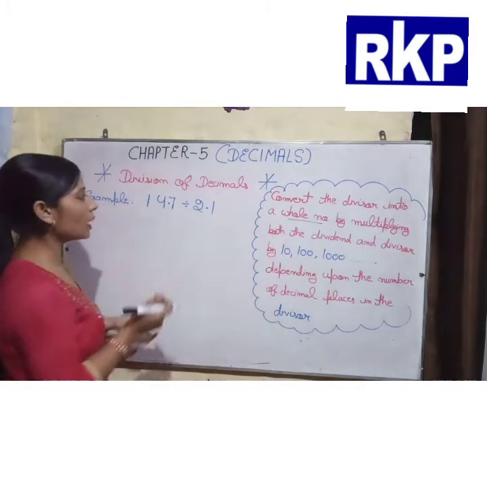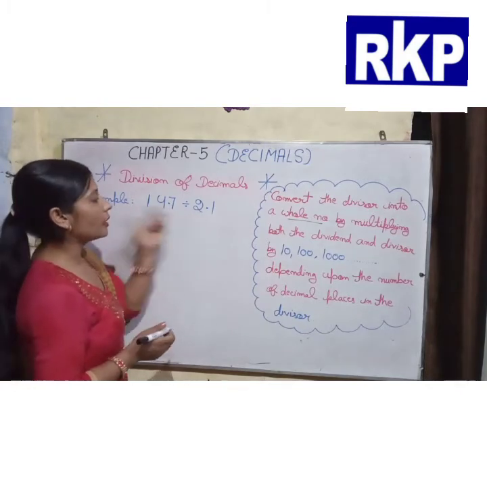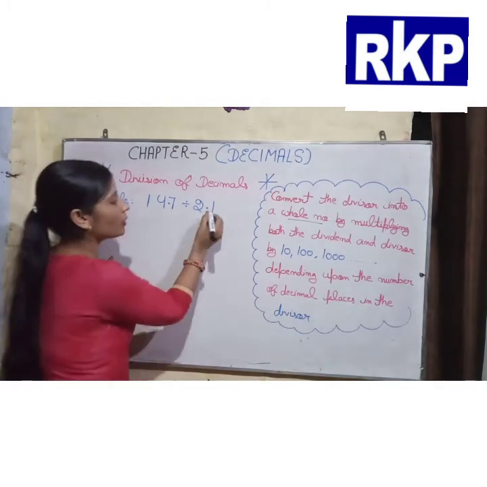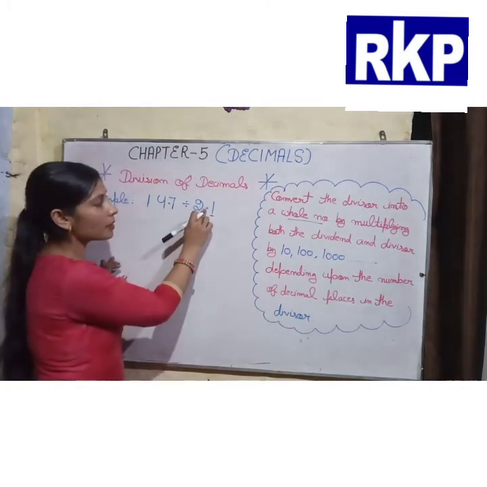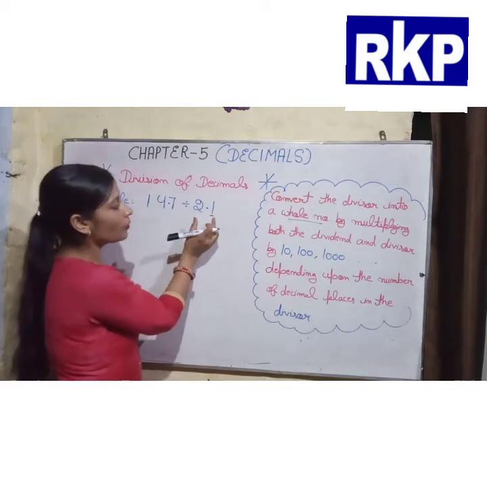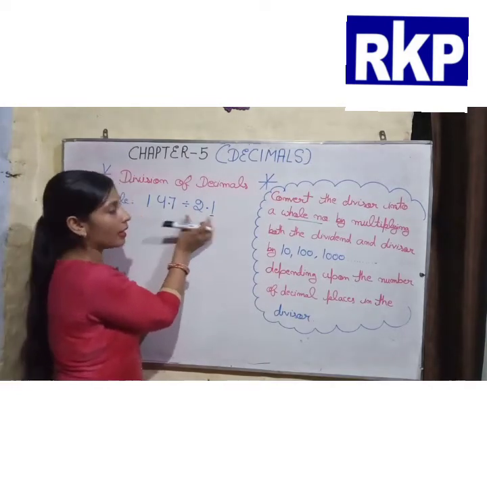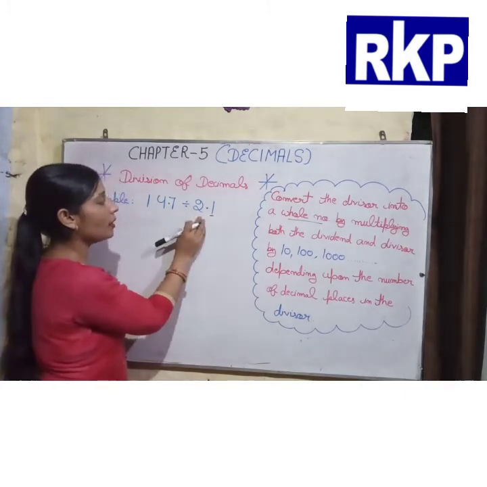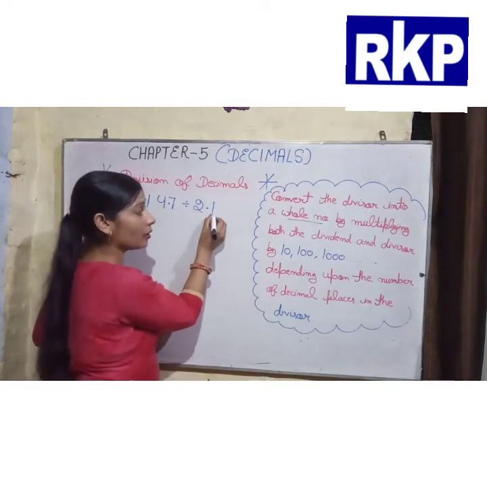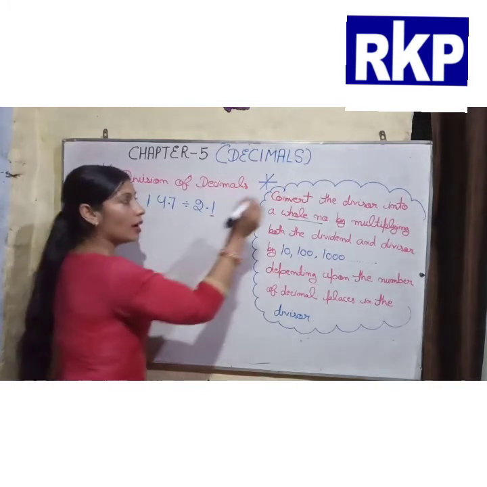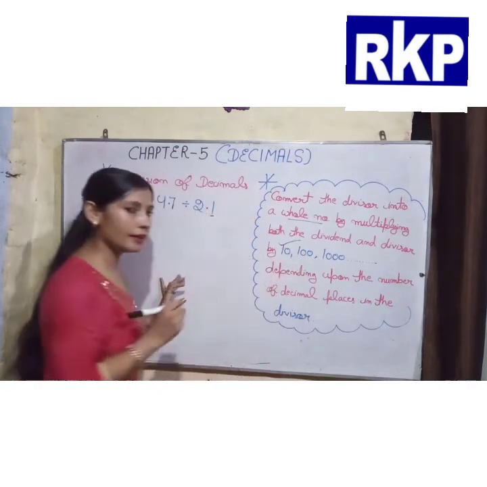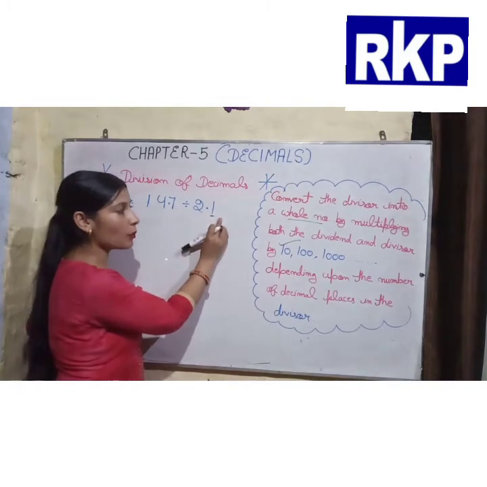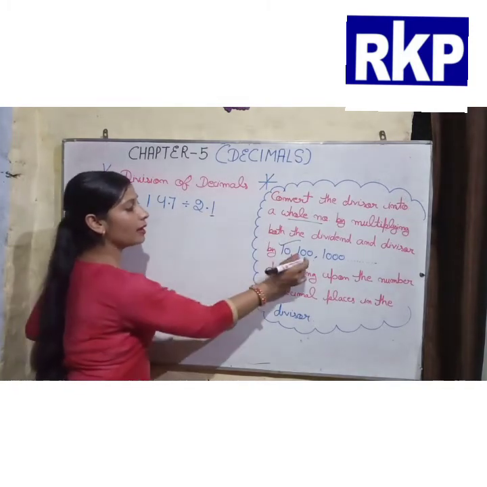ओके, so now let us see this example. Here we have 2.1 as a divisor. So here we have only one digit after this decimal point. Okay, so beta we have to multiply this and this. Means dividend and divisor both जो हैं हमारे, उनको हमें किससे मल्टीप्लाई करना है? Here we have only one digit. So हमें किससे मल्टीप्लाई करना है? By 10.